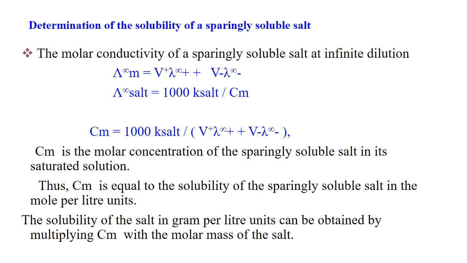If we want to convert the solubility of the salt to gram per liter, it can be obtained by multiplying this value by the molar mass of the salt. You can also find the Ksp value, because we know that Ksp is equal to S square or 4S cube, etc. That we have studied in grade 11. So we can find the concentration in mole per liter, then in gram per liter, and then we can find the Ksp.